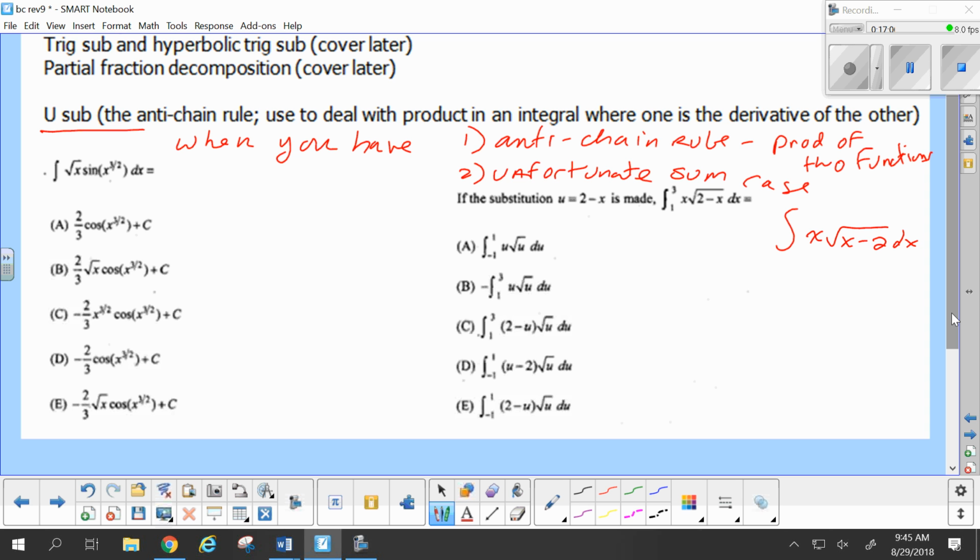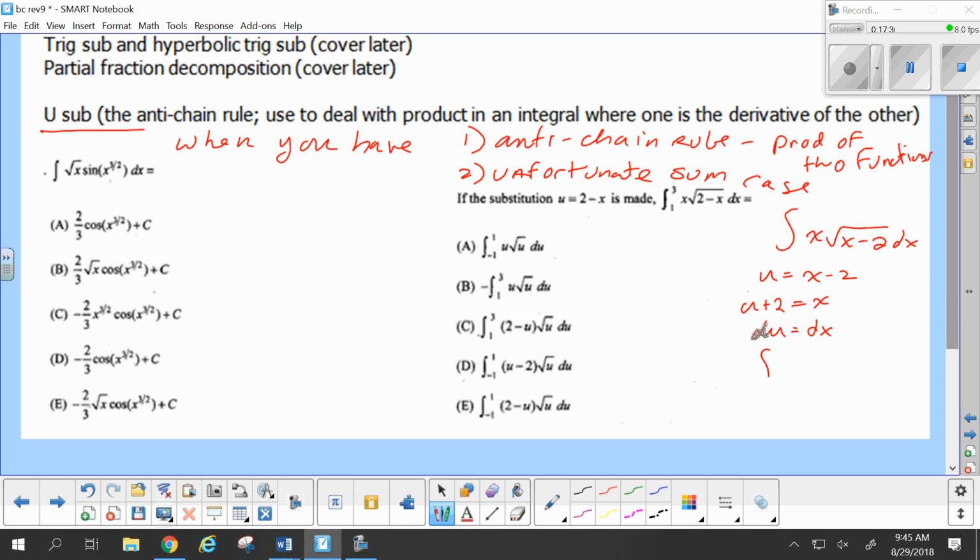Now, that would lead me to 2 thoughts. I could maybe do ultraviolet voodoo, or maybe it's USUB with a little work. Here's the unfortunate sum. The sum is unfortunate because it's in the root. So if you were to USUB and let u equal x minus 2, then what would x have to be? If u is x minus 2, then x is u plus 2. And I also need my du. What's du?